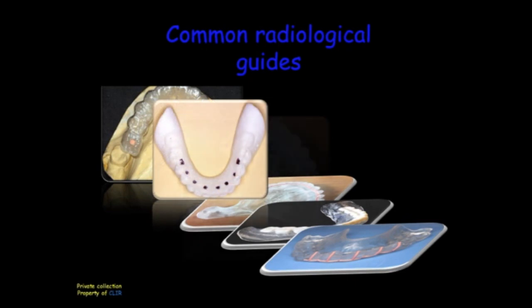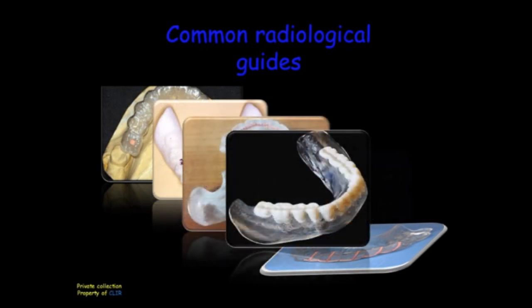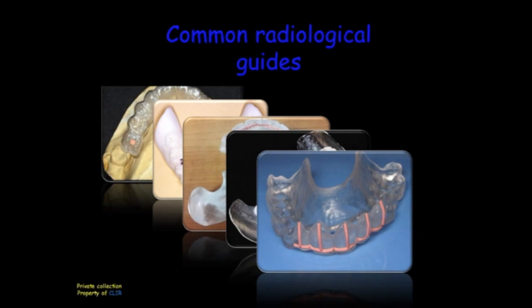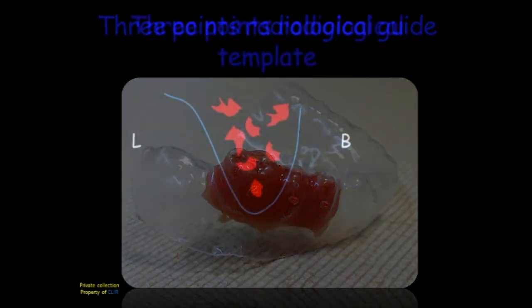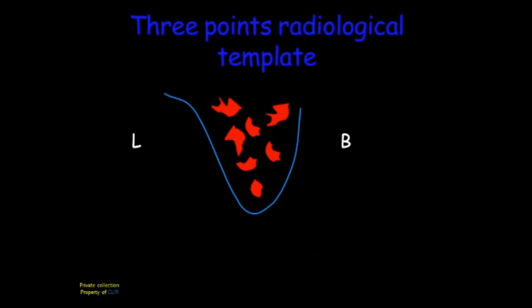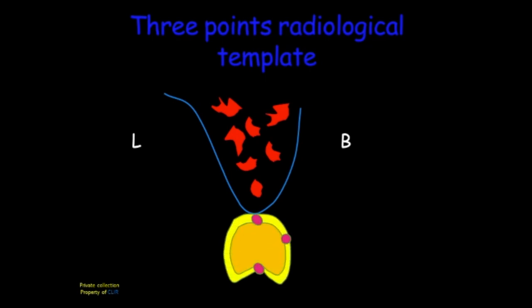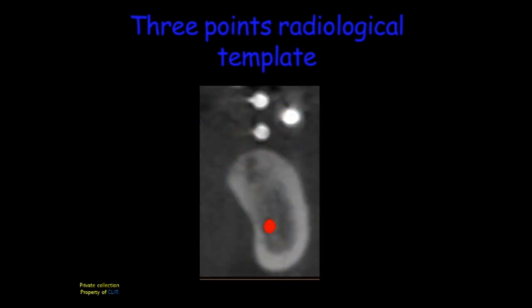There are lots of radiological guides used by implantologists. We are going to talk about one of them, the 3 points radiological guide. Why do we call it the 3 points radiological guide? Because in order to draw a tooth, we need at least 3 points: one crestal, one buccal, and one occlusal. And those 3 points can be easily seen on a cross-section of a cone beam CT image.